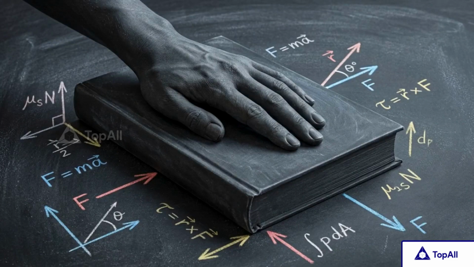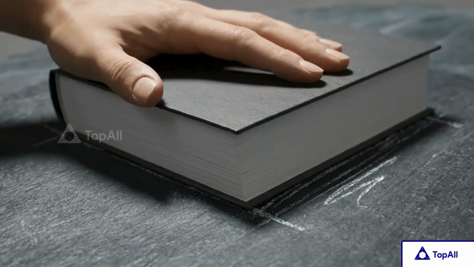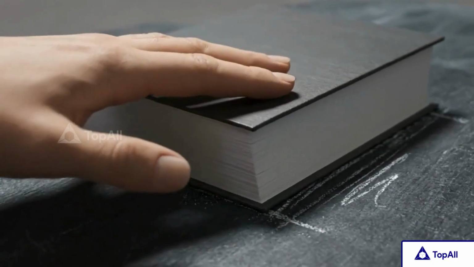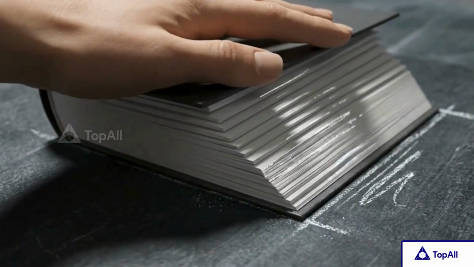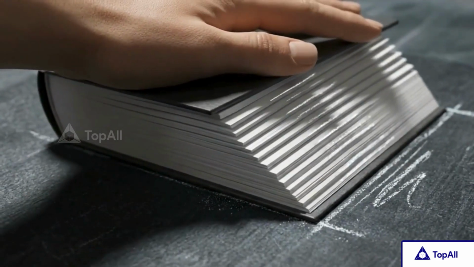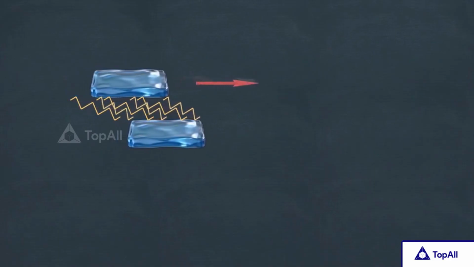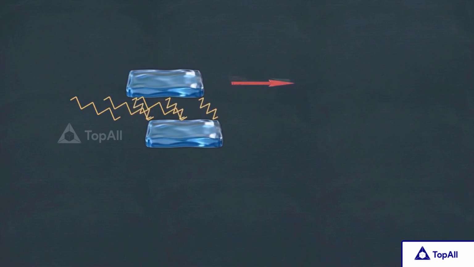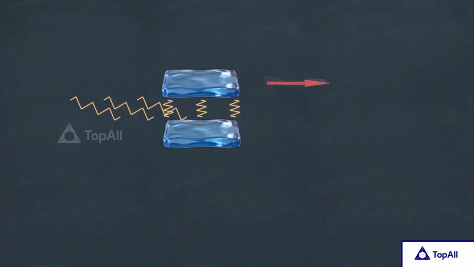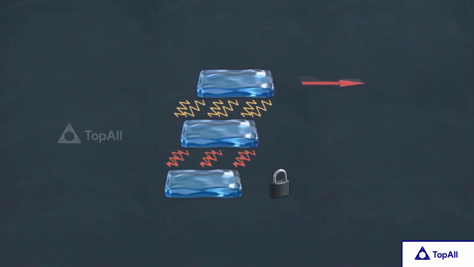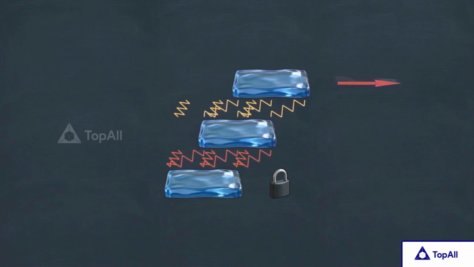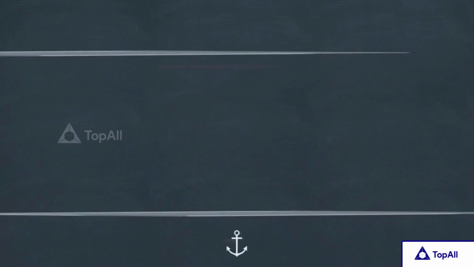Imagine a thick book resting on a table. Lay your hand flat and push the top cover forward. The pages slide over each other, fanning out in a stepped diagonal slant. The fluid behaves exactly the same way. As the fastest top layer moves forward, it exerts friction to pull the liquid layer immediately beneath it along for the ride. But simultaneously, that second layer is being heavily dragged backward by the slower third layer beneath it.